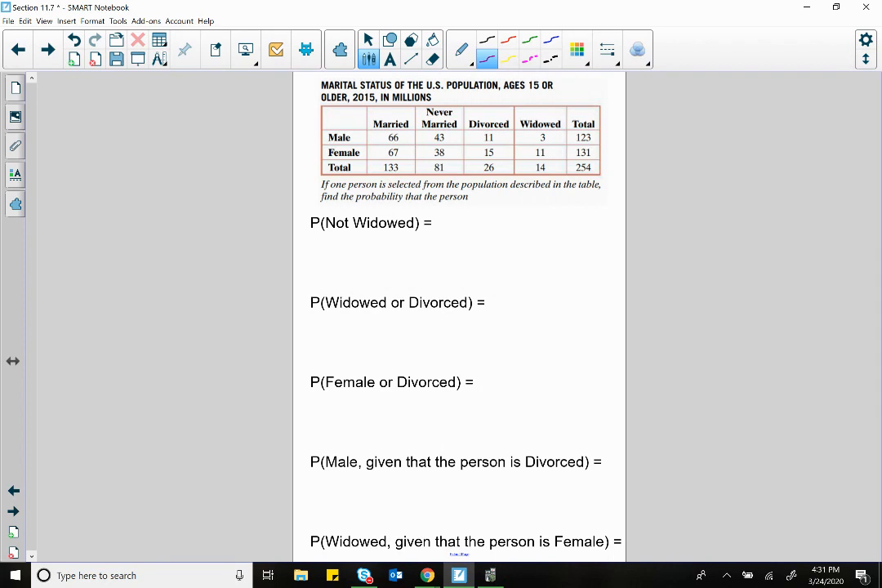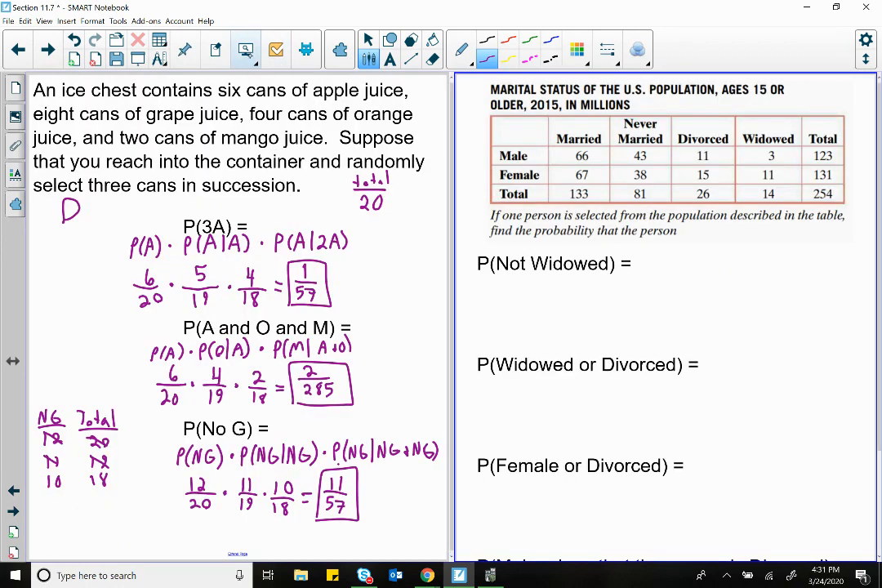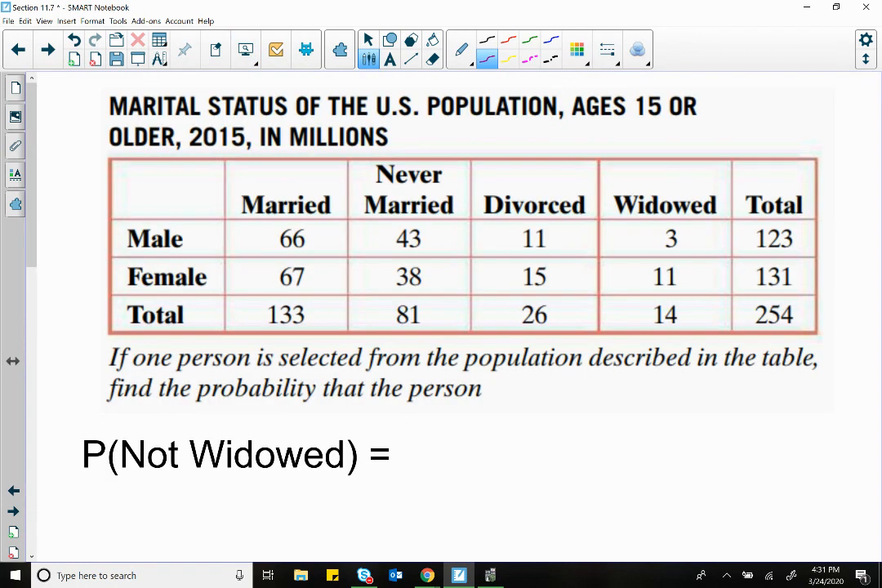Okay, so up here, when we're looking at this first probability, oh, not dual pages. We don't want that. I want page width. So the first one just says, what's the probability of selecting someone that's not widowed? Well, how many people are not widowed? Well, that's all 3 of these numbers that are right here. These are the people that are not widowed. Again, we don't care whether they're female or male. We just want not widowed.